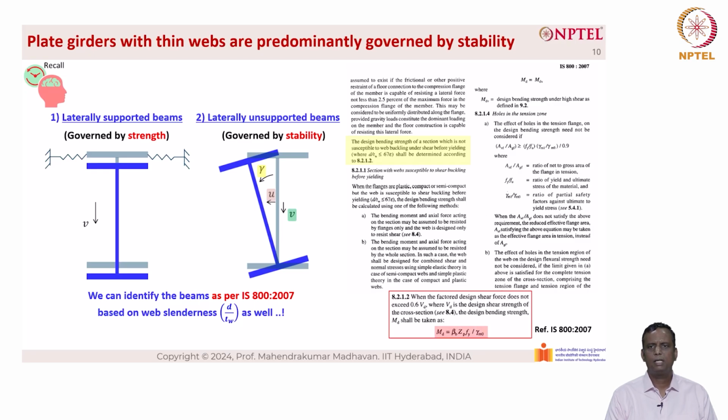And the equation for that is given in 8.2.1.2, which is M sub d equal to beta sub b into Z sub p into Fy divided by gamma m naught, where Z sub p is the plastic section modulus. Now let's look at the next one.